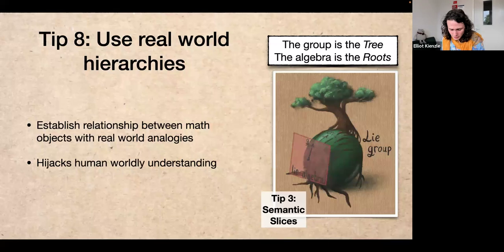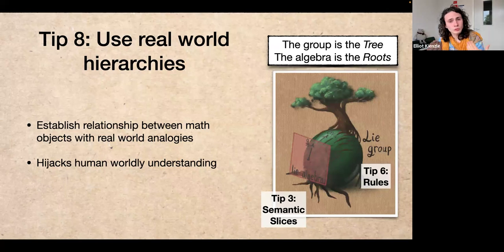And in this drawing, I'll point out that I'm doing some semantic slicing here, in the sense that the algebra is being represented in different ways. Here it's being represented as a flat space, and here it's being represented as a flow along the group. Those would be messy if they happened at the same time, but I move them apart spatially. And this is so effective because I use tip 6. I'm using these visual rules that the root type things are always going to be the algebra to communicate that it's the same structure here and here.